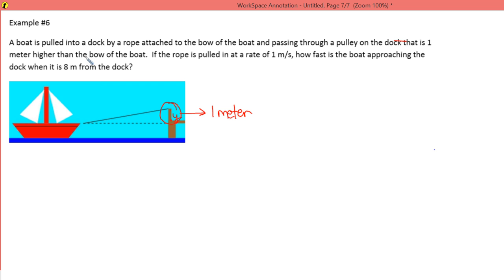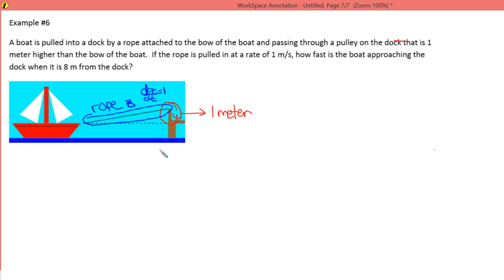The other thing that they gave us is that the rope is pulled in at a rate of 1 meter per second. This quantity, let me circle that in blue. This is the rope, and it's being pulled in at 1 meter per second. So if I call this rope z, then dz/dt would equal 1.